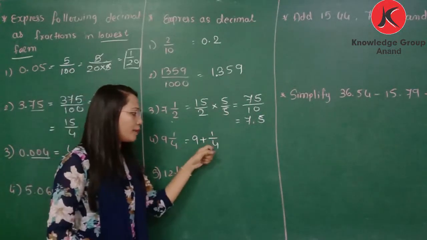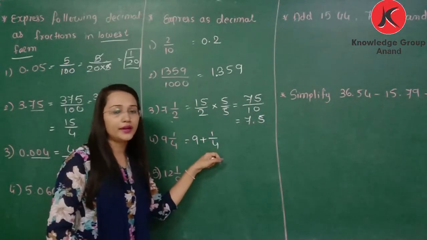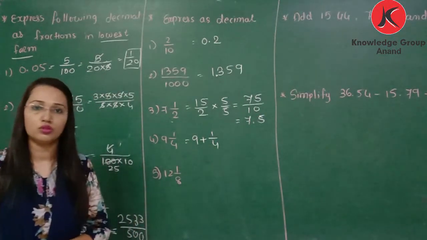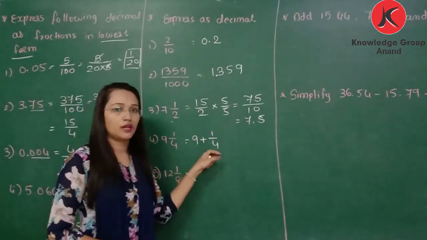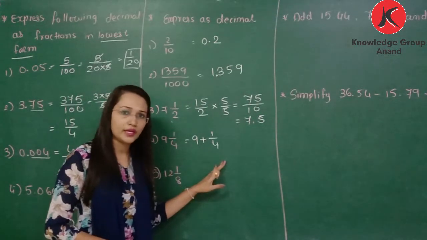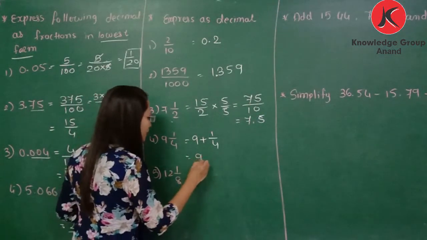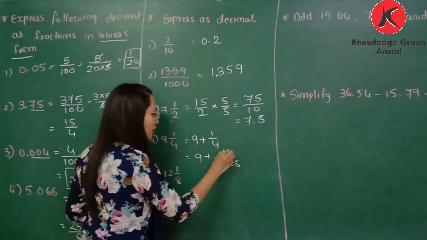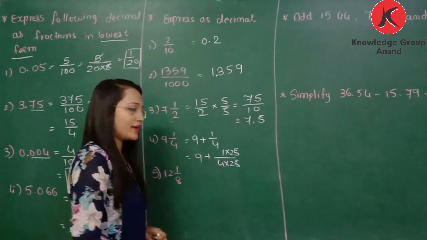Now how can we make this 4 as a 100 or 10? Is it possible to have a 10 in the table of 4? No. We need to make it 100 by multiplying with what? 25. So if we multiply 4 with 25, we get 100. So 1 is also multiplied with 25.